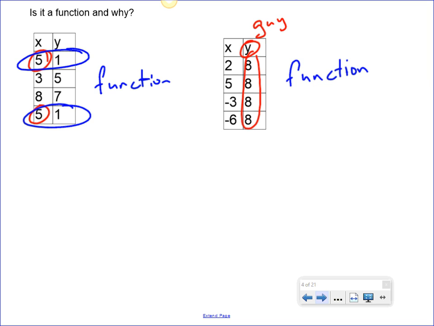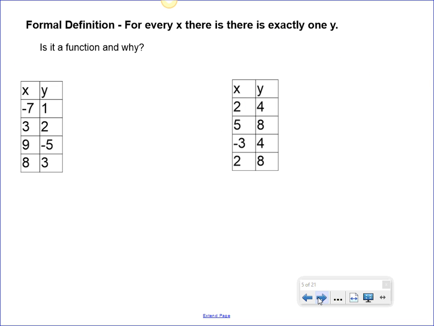Okay, next one. Let's determine. A formal definition of what a function is this: for every x, there is exactly one y. So is it a function in y? Let's look at this first one. We've got (-7, 1), (3, 2), (9, -5), (8, 3). Is there any cheating going on? The answer would be no. So it is a function.